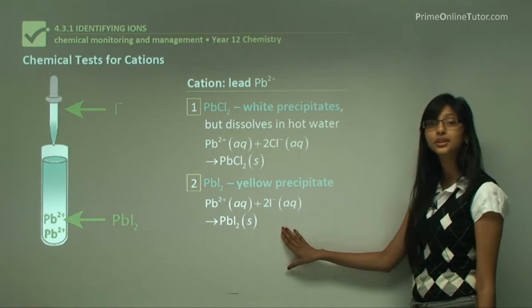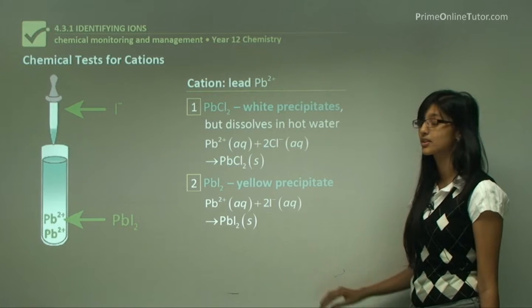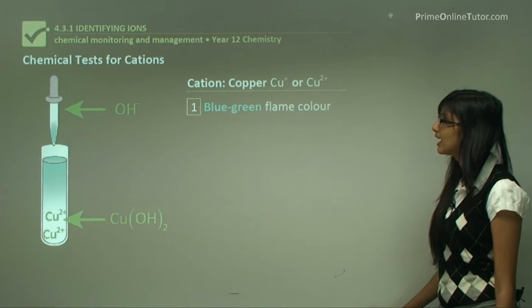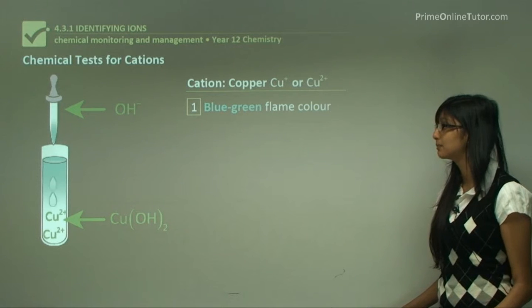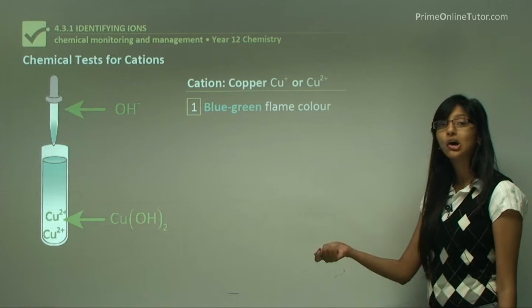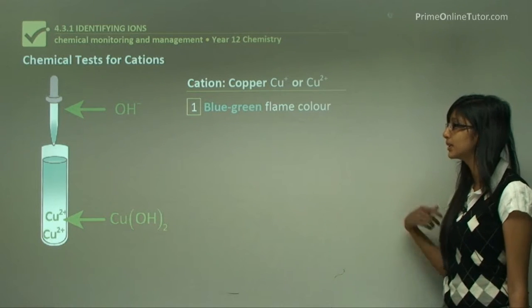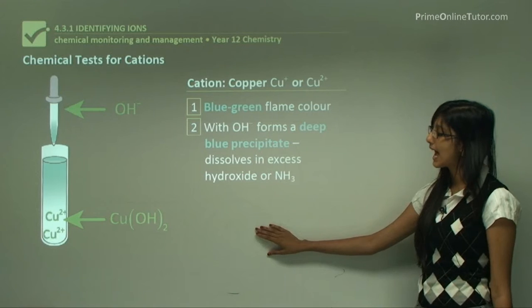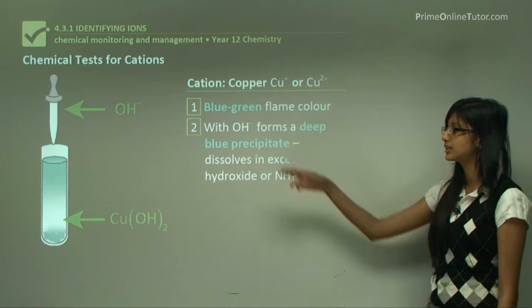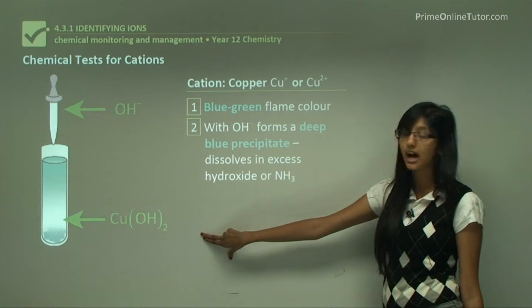Lead plus 2 iodine anions forms lead iodide, which is a solid again. Now let's look at copper. Copper produces a blue-green flame. Again, if you hold the copper metal to the flame, the color of the flame should change to blue-green. And with hydroxide ions, as you can see in the animation, it forms a blue precipitate. So you add hydroxide ion and it forms copper hydroxide, which is again a blue precipitate.